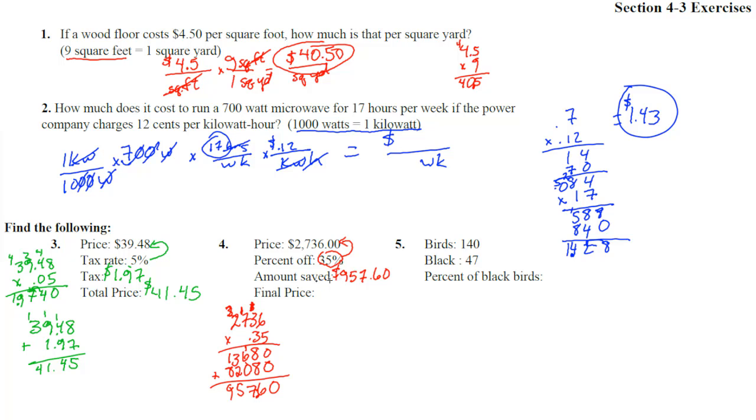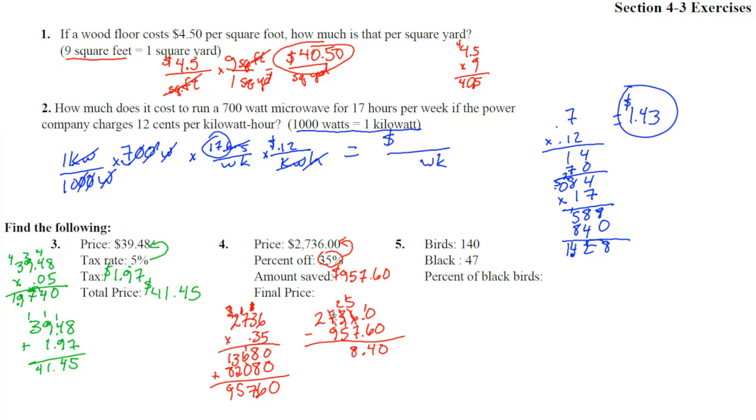Okay, so now remember that's saved, so the final price would be $2,736 subtract 957.60. So we're going to need at least 1 zero over there. 0 minus 0 is 0. Good. 0 minus 6, it's too small, so we borrow. That's a 5. 10 minus 6 is a 4. Decimal place comes down here. 5 minus 7 is too small. 15 minus 7 is 8.